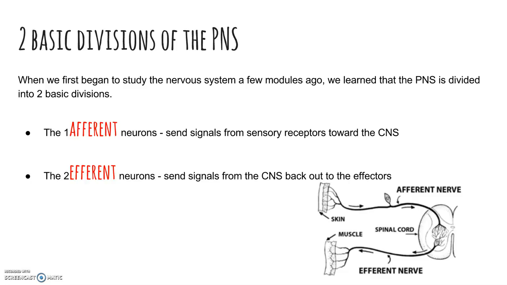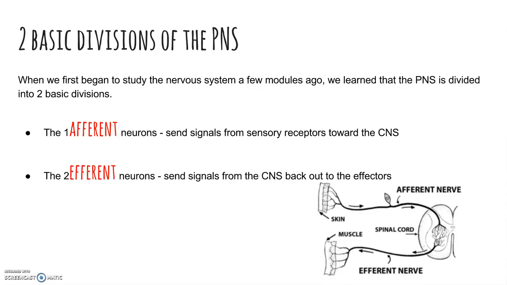Here we go. When we first began studying the nervous system, a couple of modules ago, we learned that the PNS, or the peripheral nervous system, is divided into two basic divisions. We have the afferent and the efferent neurons. We had trouble with that last week in class, so let's try to get this straight because you need to know this. Afferent neurons send signals from the sensory receptors, like your fingertips or your eyes or your ears, toward the central nervous system, toward the brain.